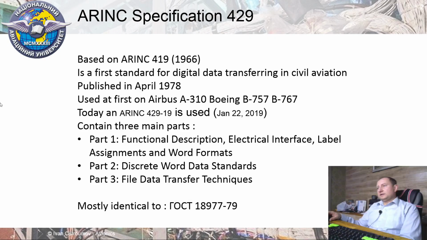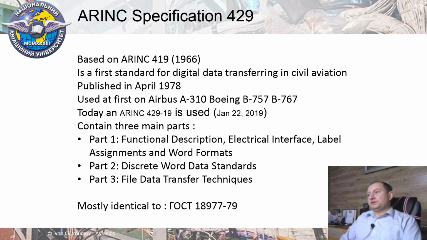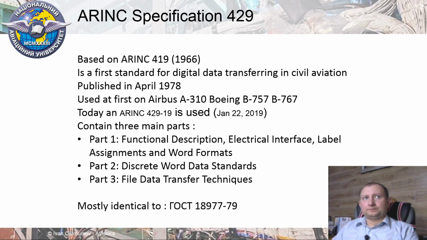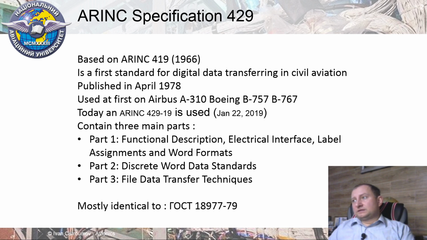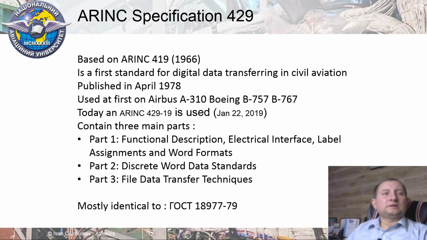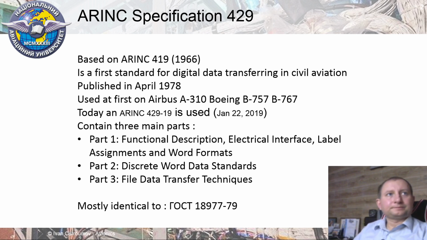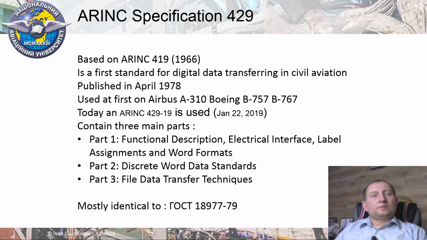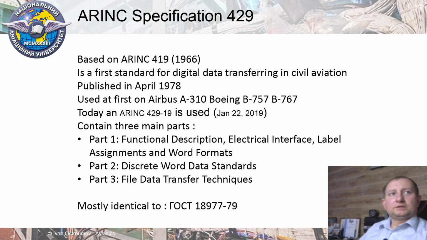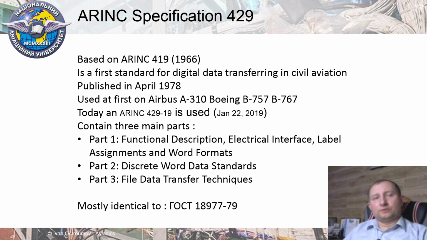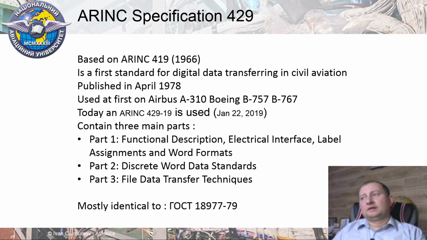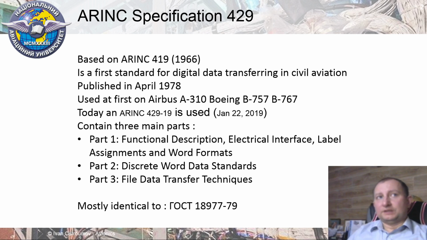Thus we will talk about basic characteristics of this data channel and a little bit about application. First of all, let's describe the specification of ARINC 429. We should note that it was developed based on ARINC 419, which was issued before, in 1966. Since its publishing, this specification was known as the first digital data transferring on board of civil aviation.